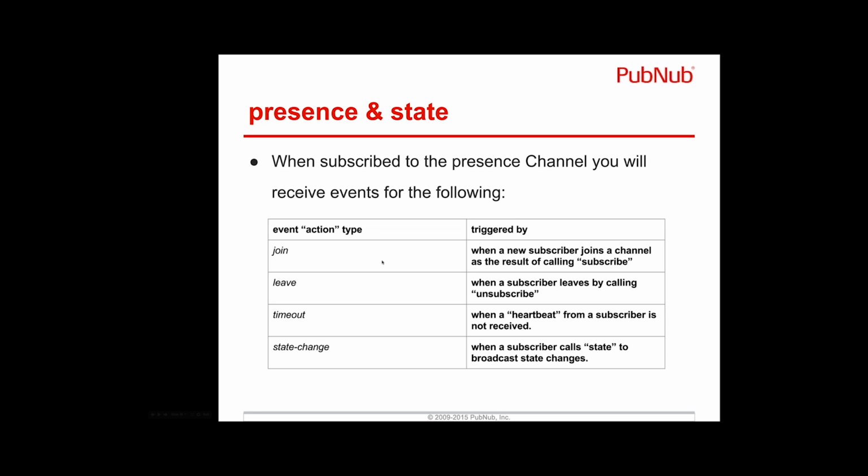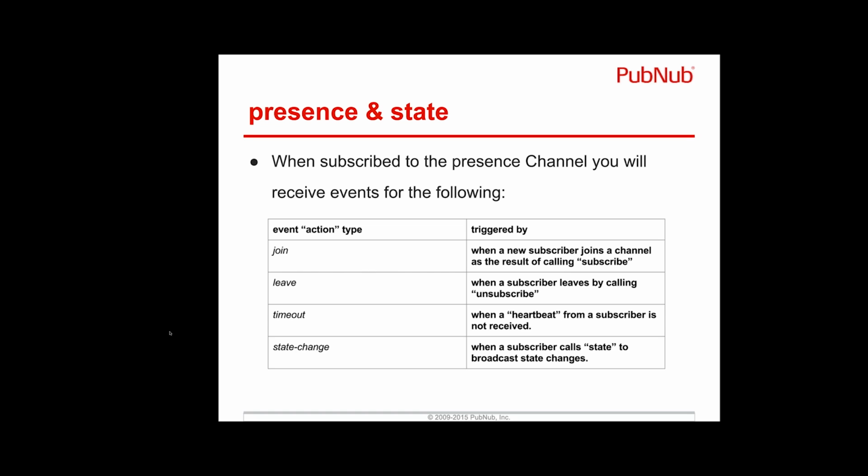A few different events will occur when you subscribe to a channel, and I have those laid out here. A join event. A join event is when a subscriber joins a channel, and it's as a result of calling the subscribe method. What will happen is we'll create a subscription on the SDK side, which essentially means it's going to monitor that channel for any traffic, and then a join event will be triggered server side saying that a particular UUID has joined the channel. This is why it's so important for you to set a UUID when you initialize PubNub.